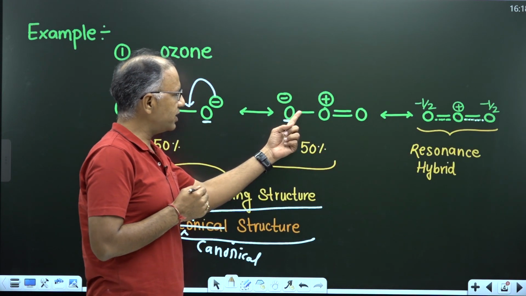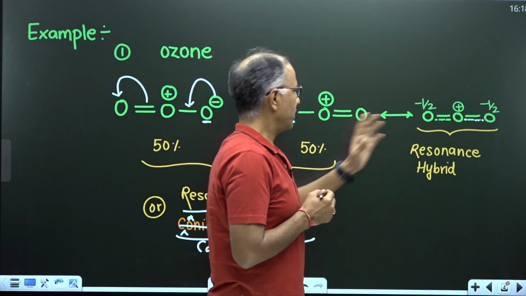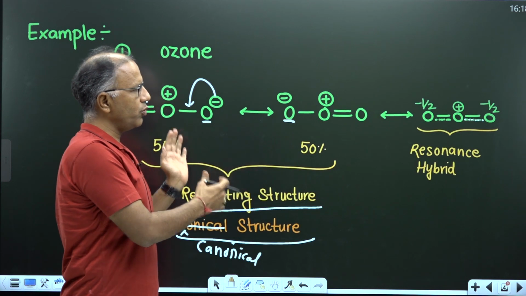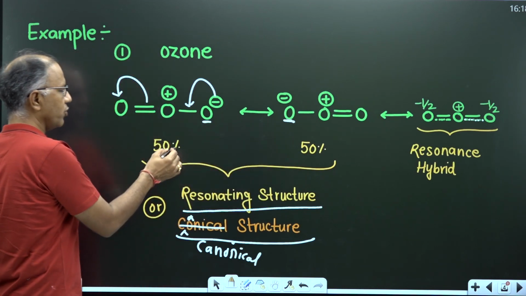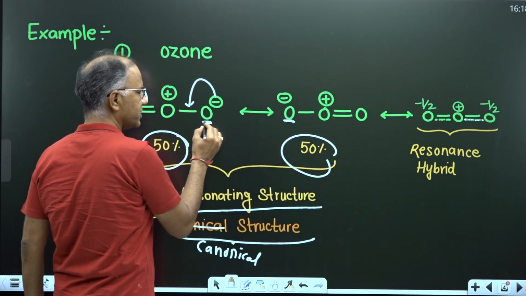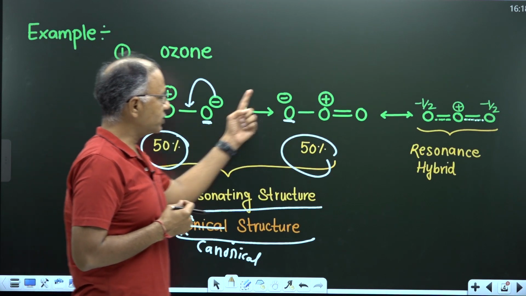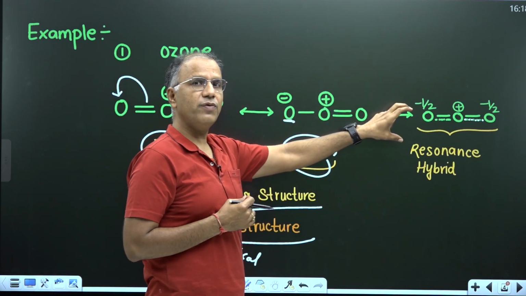Similarly, across this bond, there is a single bond here and a double bond there. This means there will be a double bond character. Now, these two resonating structures contribute to form the resonance hybrid. Since they are of the same stability, their contribution will be 50%. This oxygen contributes 50%, which means the contribution in the hybrid will be minus half. The same oxygen is neutral here, so its contribution is 50%, zero contribution toward charge.